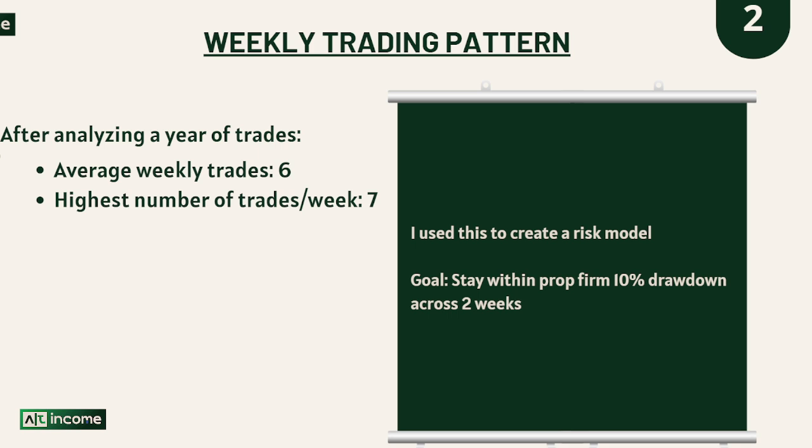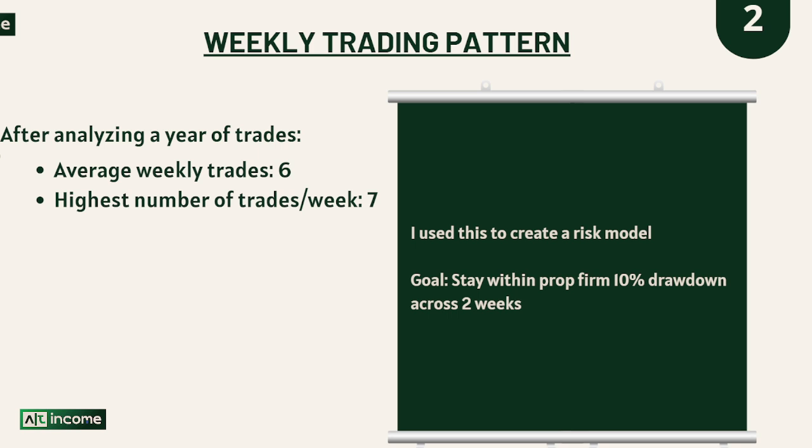is by journaling. After analyzing a whole year of my trades, my average weekly trades, meaning in a week, I take 6 trades. Most of my weeks are always 6. The highest I ever took within that one year is 7, and the lowest is around 5 or 4, or maybe I did not trade at all. So the average is 6, and the highest is 7.